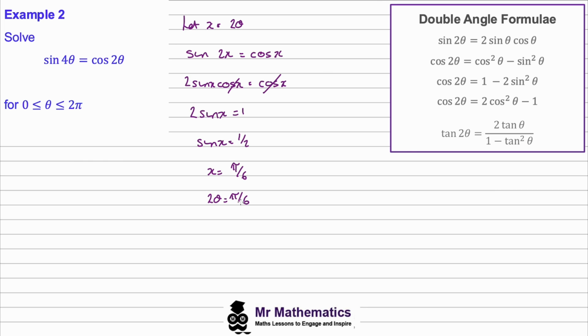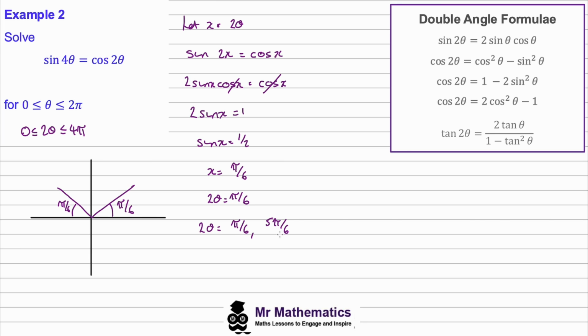So now we've got our solution for 2 theta. We need to adjust our range. So we've got 0 is less than or equal to 2 theta, which is less than or equal to 4 pi. So to find all the solutions within this range, we'll draw the CAST diagram. We know the sine is positive, so we're in the first quadrant, pi over 6, and in the second quadrant. So our solutions for 2 theta will be pi over 6 and pi minus pi over 6.